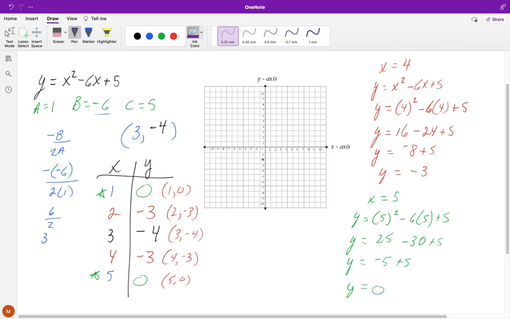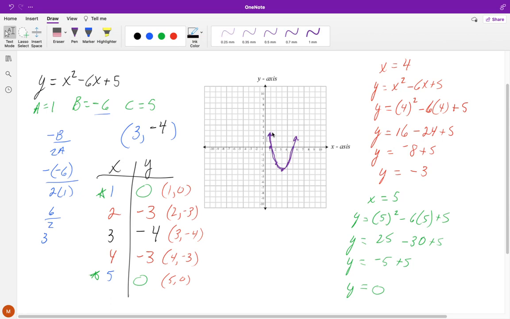All right, but now we're just going to go ahead and plot these. We have 3, -4. So here's 3, -4. Then we have 4, -3, and 2, -3. We have 5, 0, and we have 1, 0. And now we're going to go ahead and draw our graph. And there is our graph.